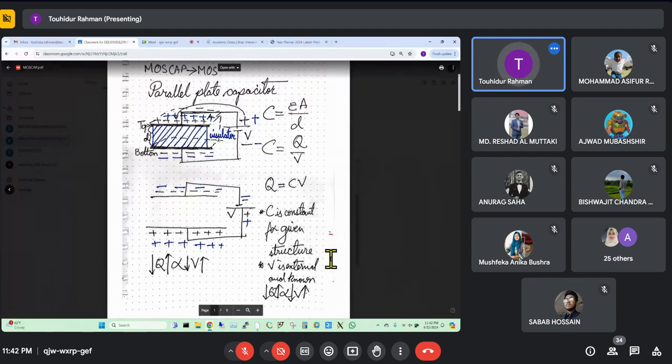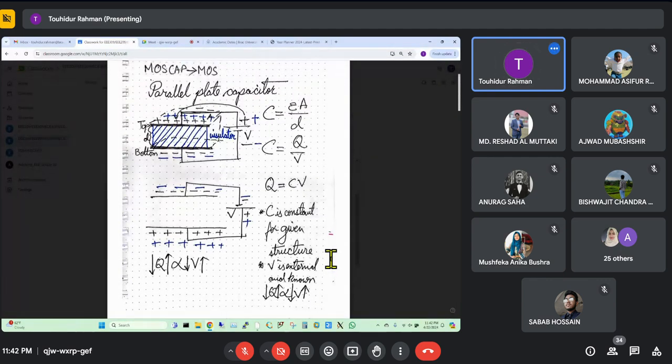So these are very important concepts. You should know this already, but I'm going through it one more time because this is a very important concept to understand the operation of MOS.